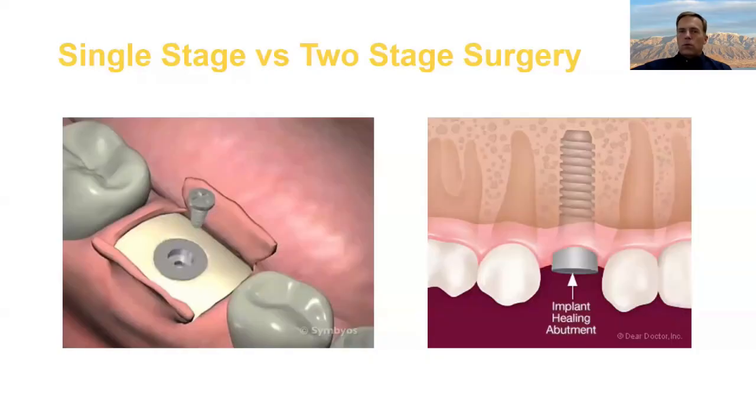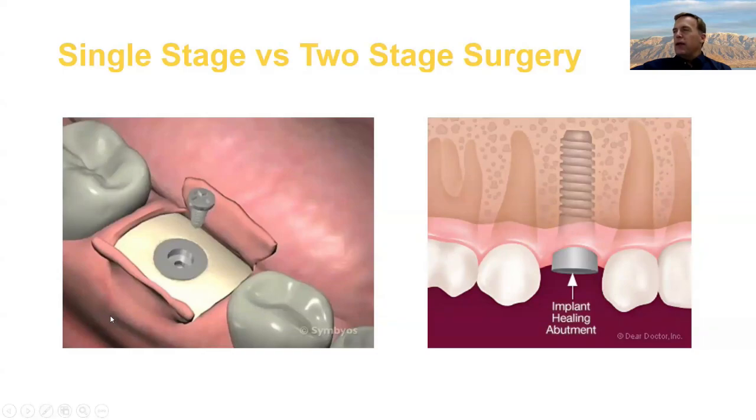There's a few tissue level implants out there. And for those of you who use them, you know that they really have nice health. The main challenge with them is they have no running room. So they have to be placed perfect. Perfect is okay with a tissue level implant. So that's the one challenge.